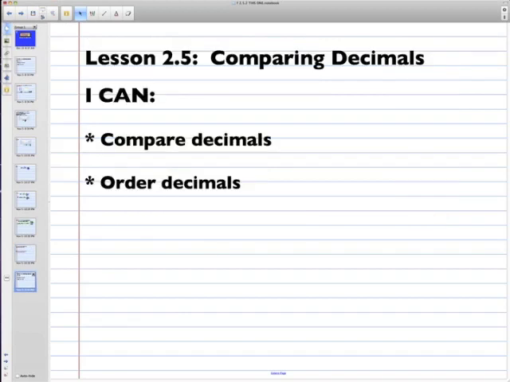So tonight's lesson 2.5 was on comparing decimals. I can compare decimals and order decimals. Review any part of this video you need to, then head on over to Schoology.com and take the quiz. See you!